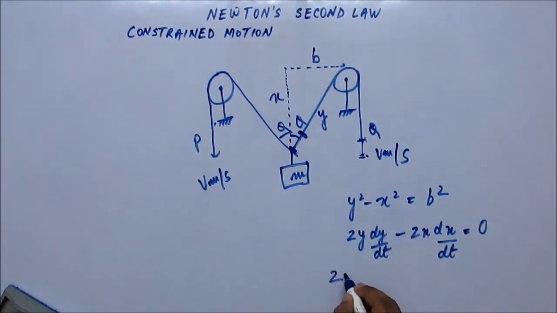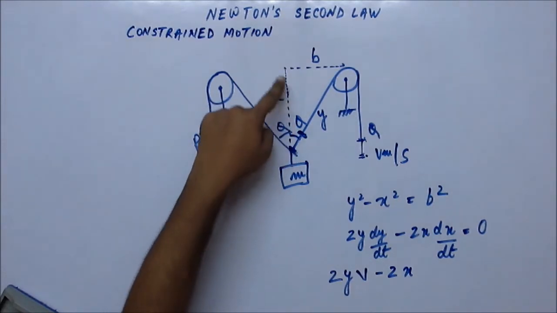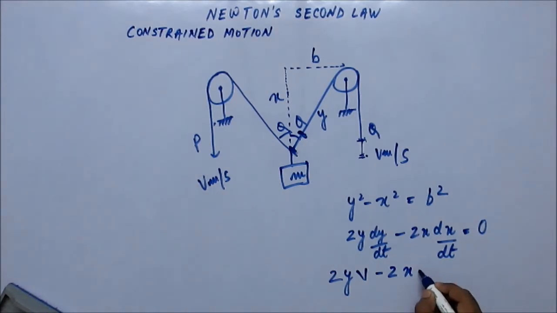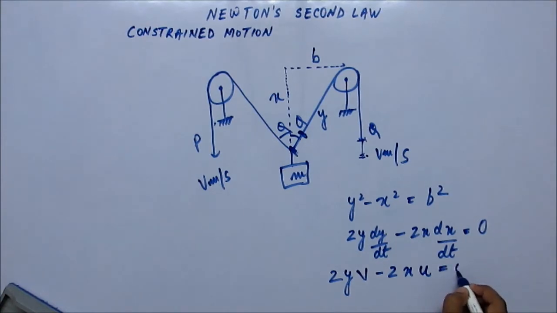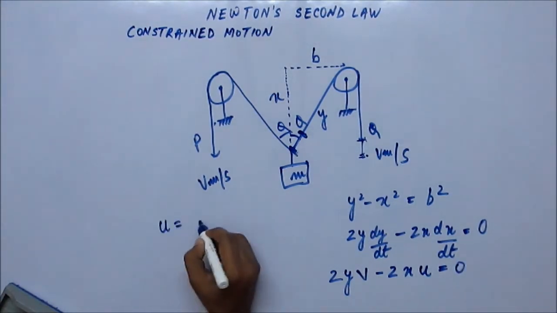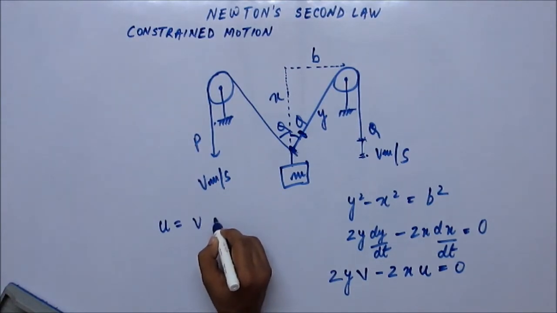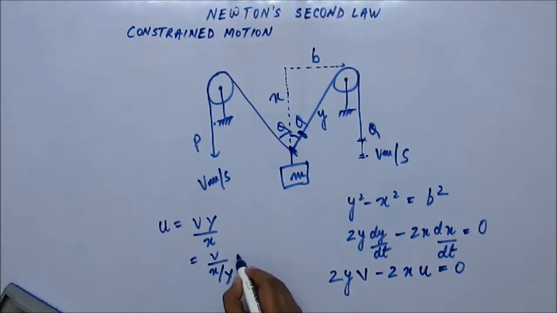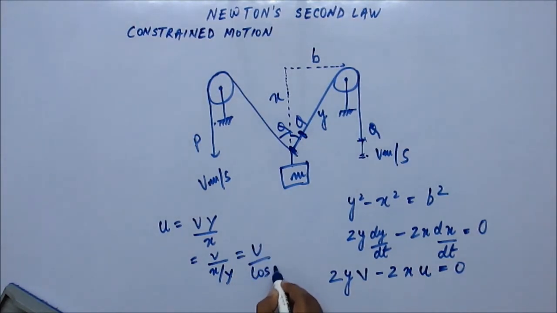So we can write this as 2y into v, the velocity, minus 2x into dx by dt. dx by dt is easy to see: it is the velocity of m. Let's call that u, the required velocity, equal to 0. From here we can see that u is equal to v into y upon x, or v upon x upon y. And from this triangle it's easy to see that x upon y is cos theta. So the velocity is v upon cos theta.